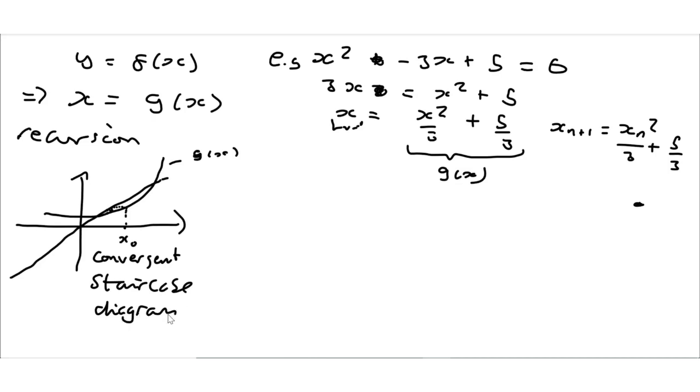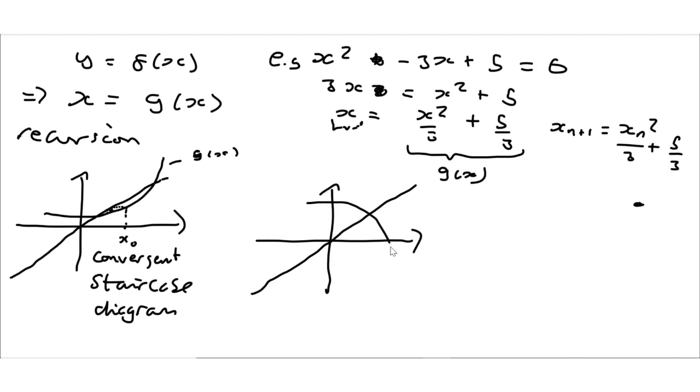But in the title we also said we're going to look at cobweb diagrams, so we'll see that now. Notice there's nothing intrinsically different about a staircase or cobweb diagram. We're doing the same method, okay? It's just sometimes, based on the properties of the function we're looking at, you get a staircase or a cobweb.